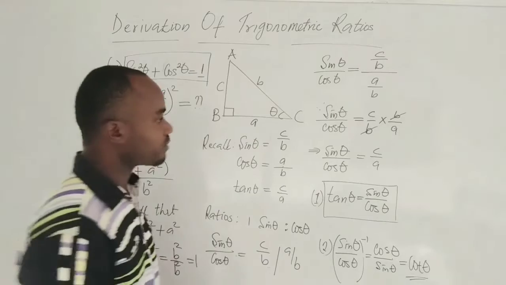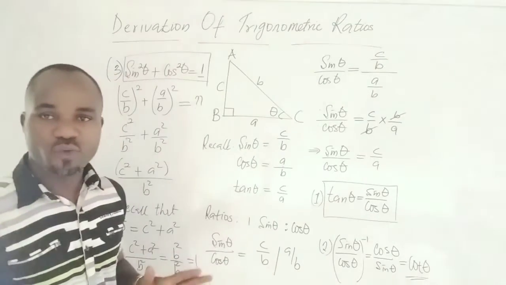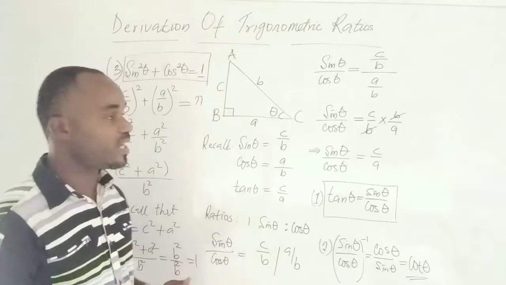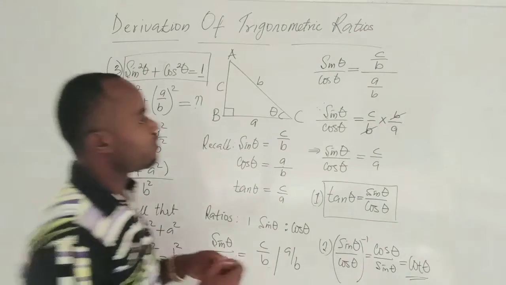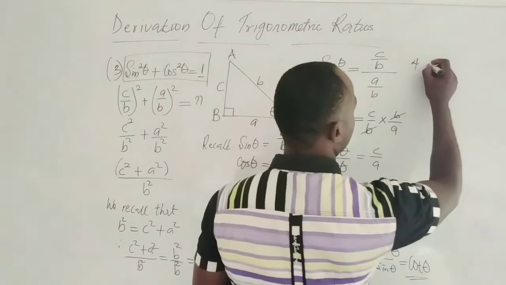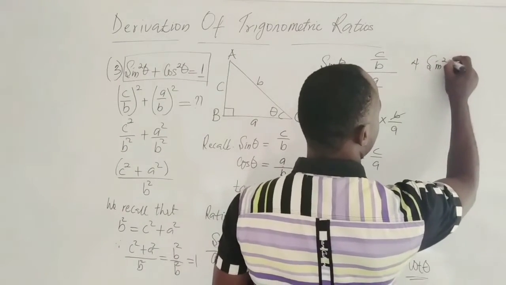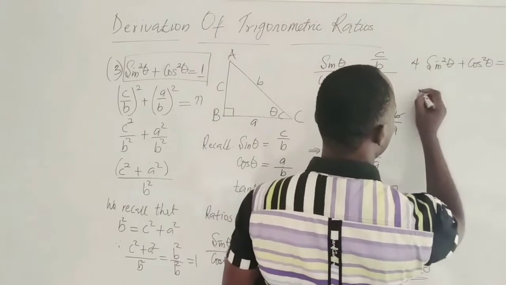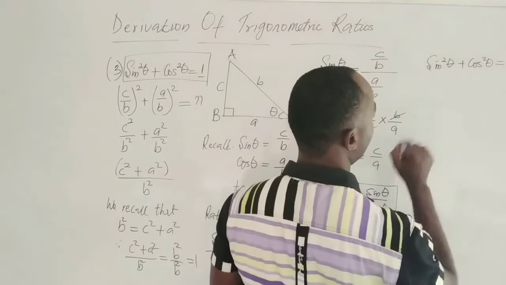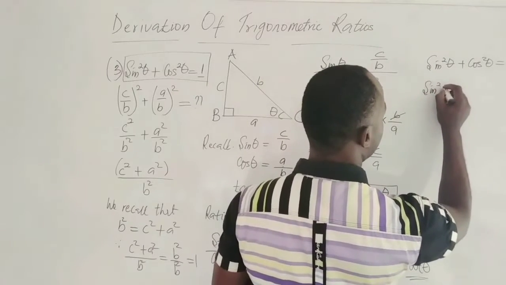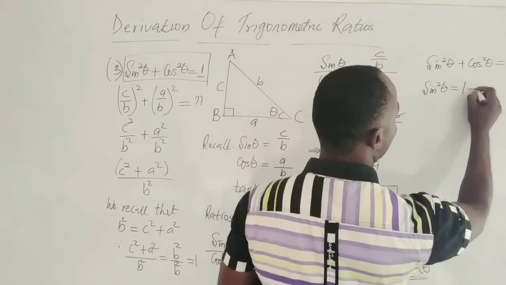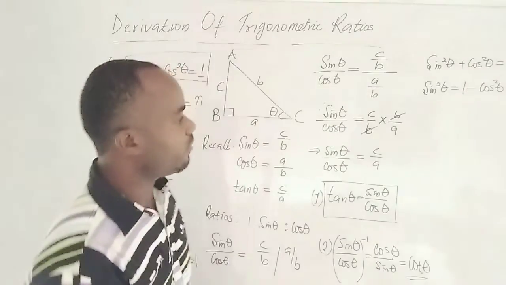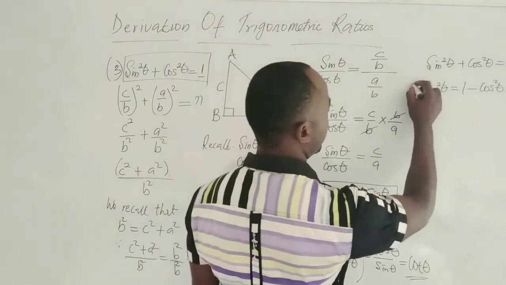Relation number 4 is a situation we need to derive quickly now, without wasting time. Relation number 4, we have sine theta squared plus cosine theta squared all equals to 1. From here we can get relation number 4, which is sine theta squared is equal to 1 minus cosine theta squared. So that's relation number 4.